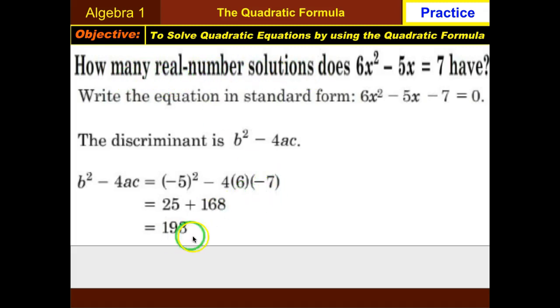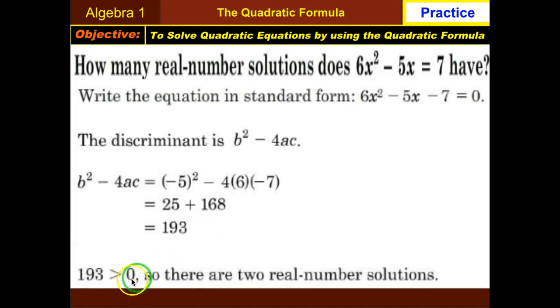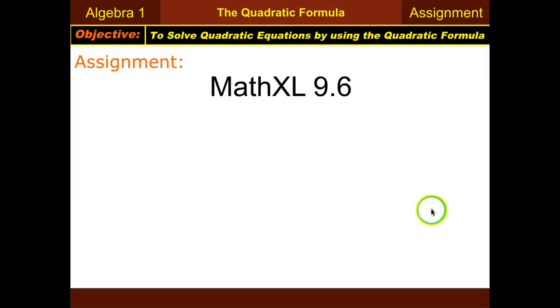This is positive, and according to what we just learned, if the discriminant is positive, then there are 2 real number solutions. All right, I hope that helps.